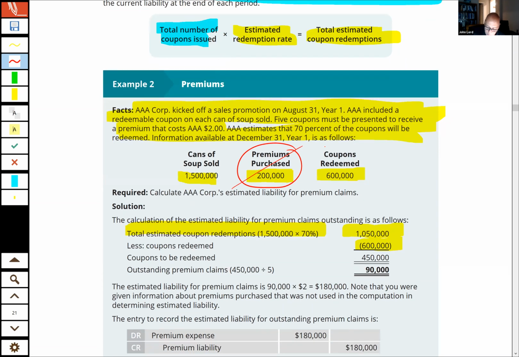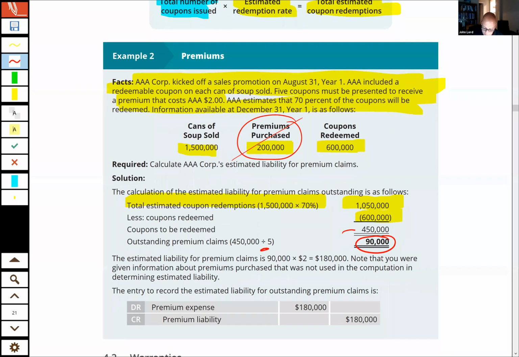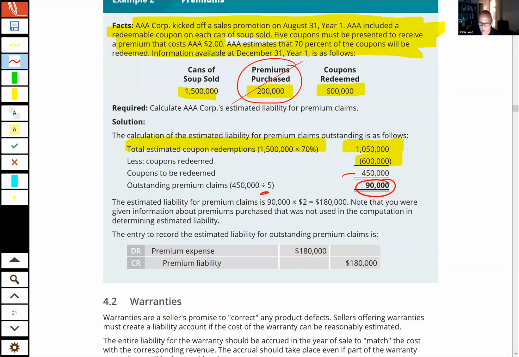Then I go to the amount of coupons left to be redeemed, or 450. But in order to get the cup, and I'm making the cup part up, it didn't say that, the premium, they would have to give up 5 coupons. Okay, so that means what? I'm potentially going to have to buy 90,000 of these premiums, these cups or whatever they are, to satisfy these people that love this cup and are willing to eat 5 cans of soup to get it.